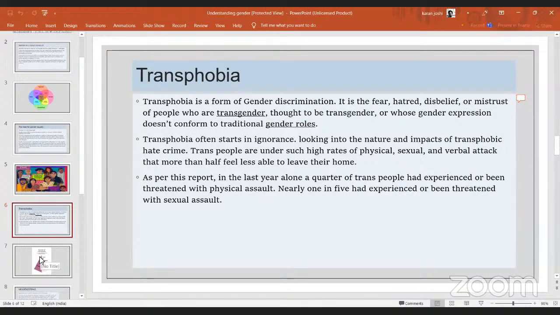Transphobia is a type of gender discrimination in which people do not show acceptance towards the third gender or the transgender. These are called transphobic people. The transgenders are the people who do not conform to the traditional gender roles. There is less awareness in the society about transgenders, and so they are looked down upon. Transphobic people have hatred towards transgenders, because of which the latter are subjected to physical and mental abuse.